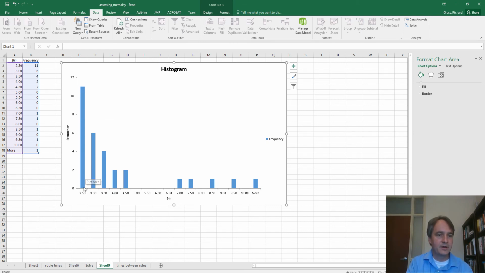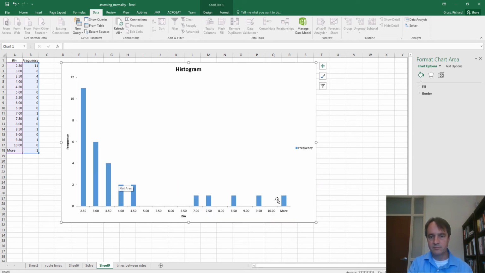Many of the times are down below 3 minutes, and then as they get higher and higher, it seems like the sky is the limit. You could have mechanical problems, and this could just go on. So this right tail could go on quite a bit, but we see that most of the times are up here, very much on the low end.